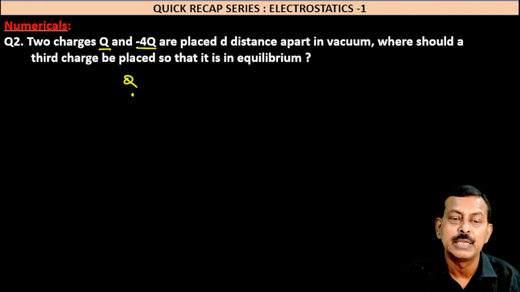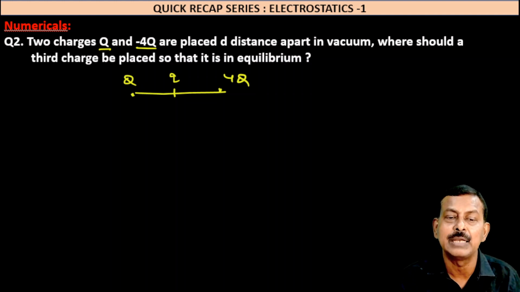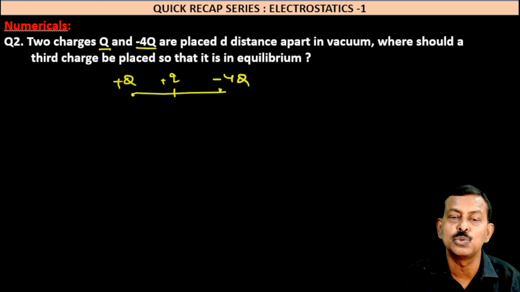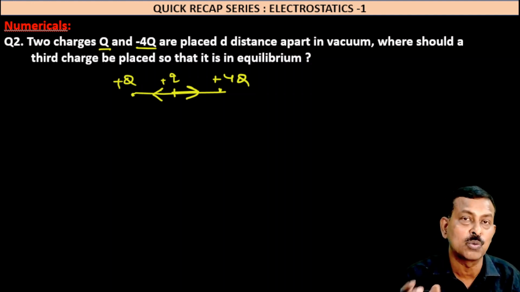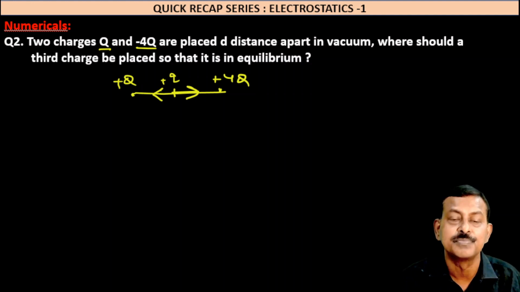Remember, if you have the charge capital Q and 4Q, both positive, in that case if I put the charge small q between them, and suppose it is of the same nature, then due to this capital Q there will be a force of repulsion, say in this direction. Due to this 4Q, again it will experience a force of repulsion in the opposite direction. So the net force on the small q will be 0 if it is experiencing equal and opposite forces there. So it is possible if it is kept between the two.